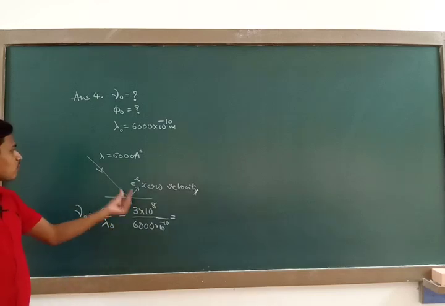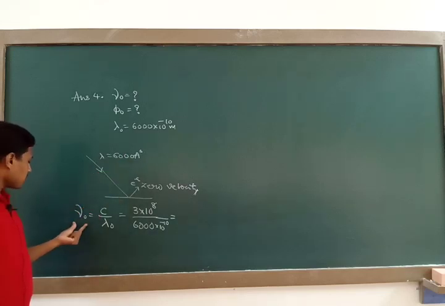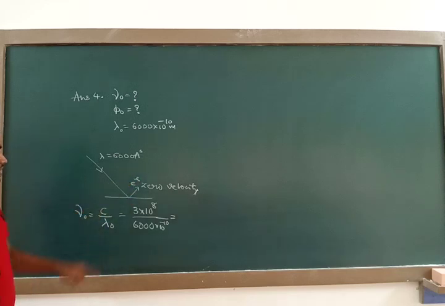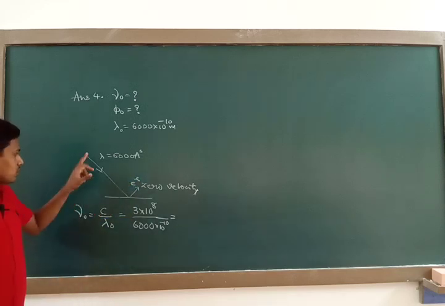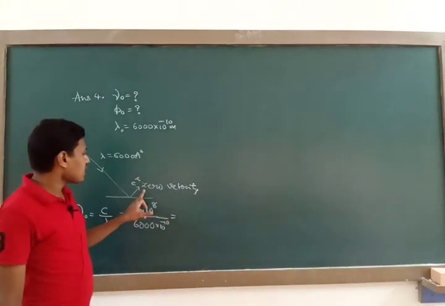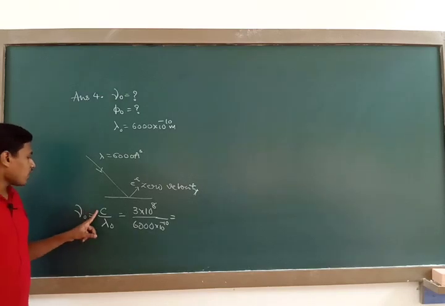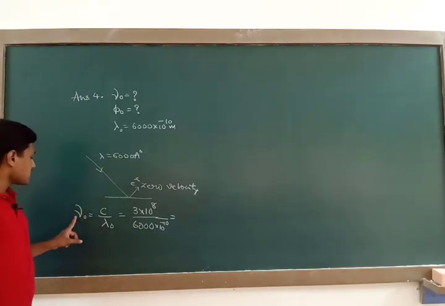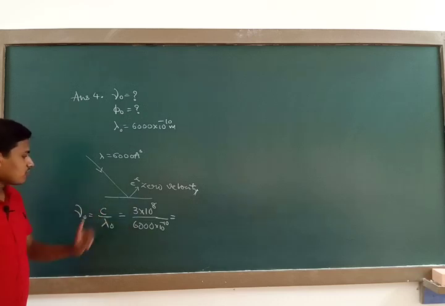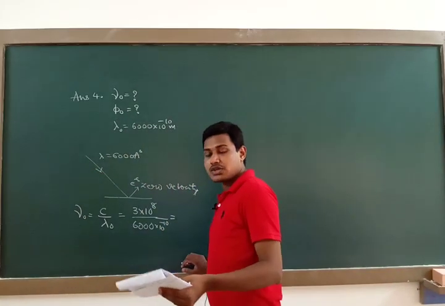So what is the minimum frequency? The minimum frequency is called the threshold frequency for ejection. When you incident this frequency, ejection will just be possible, and at that condition we treat the velocity of the electron as zero. Therefore I am using the equation which connects the velocity of light with its frequency and wavelength: ν₀ is equal to c by λ₀, velocity of light divided by wavelength. If you simplify this, what is the answer you get?